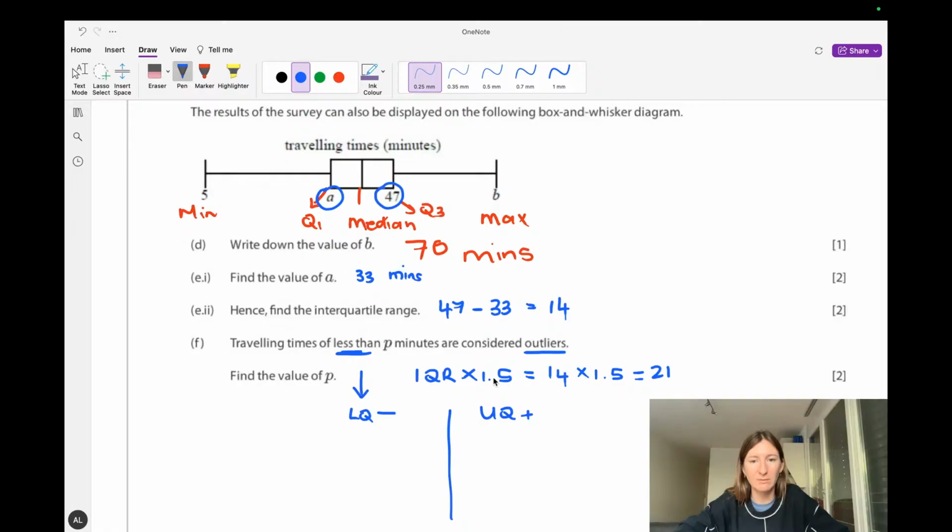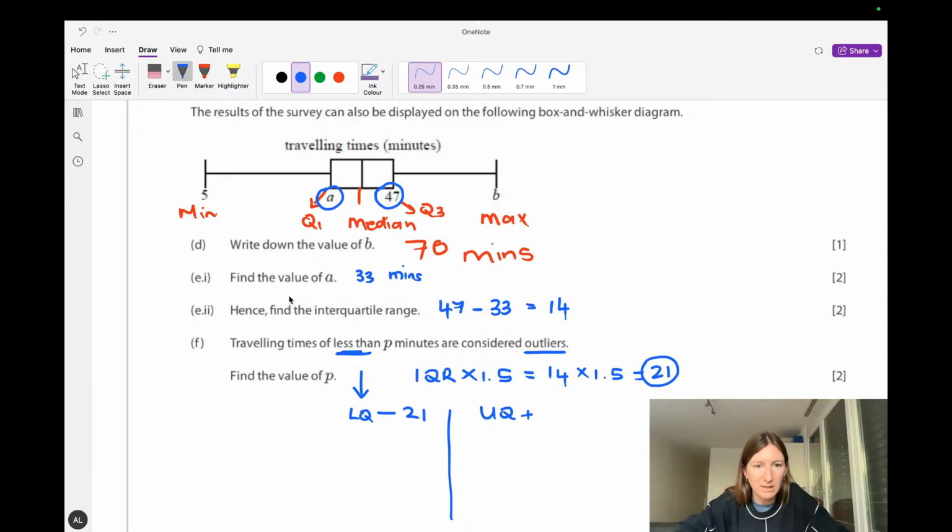So interquartile range times 1.5 is 21. So the lower quartile minus 21 is going to give us our boundary for traveling times that would make an outlier. So lower quartile, we found that was 33 minutes. By the way, even if you got this value wrong, you can still get the full marks here for just using your value. So often in these A, B, C, D, E questions, even if you got a value wrong, for the next questions, it's okay.